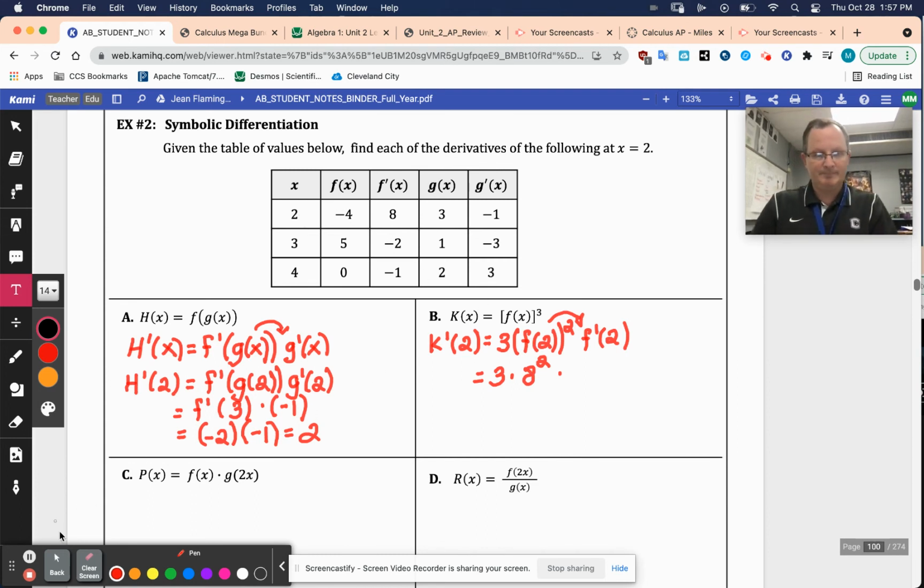Nope, I just messed up. That's not 8. F of 2 is -4. -4 squared. F prime of 2 is 8. Okay. So we have 3 times 16 times 8. So 3 times 16 is 48, and 48 times 8, 384. So 384.